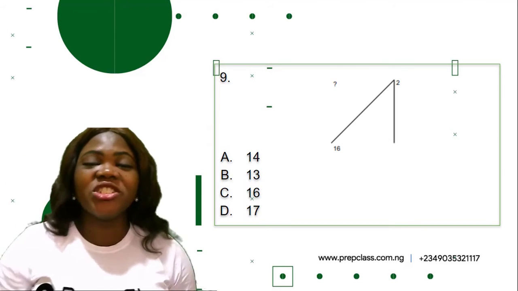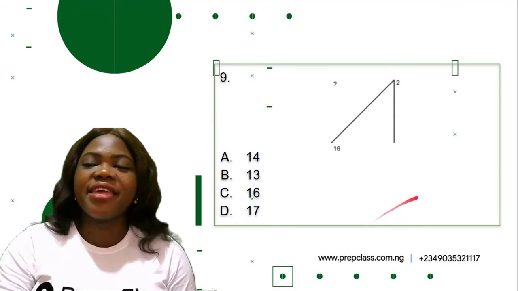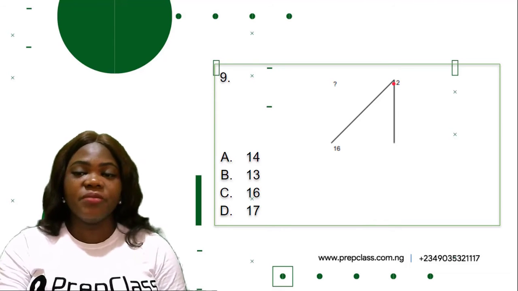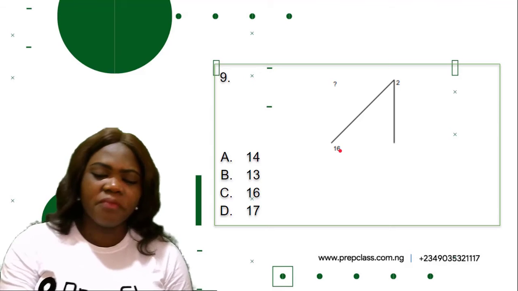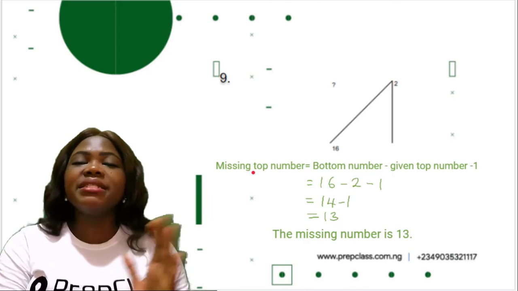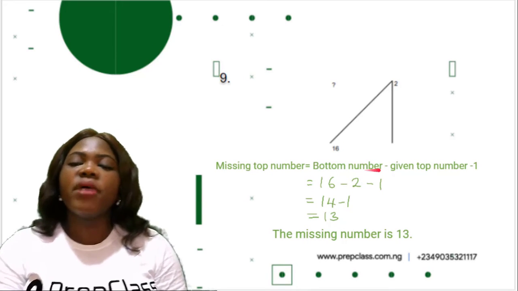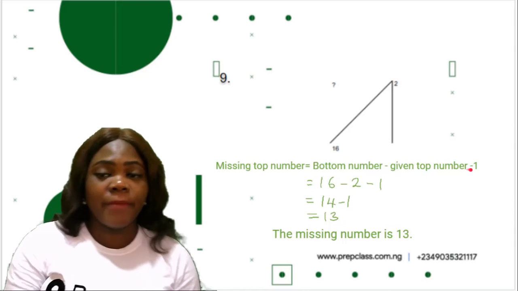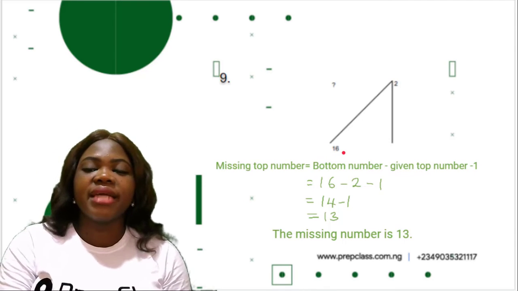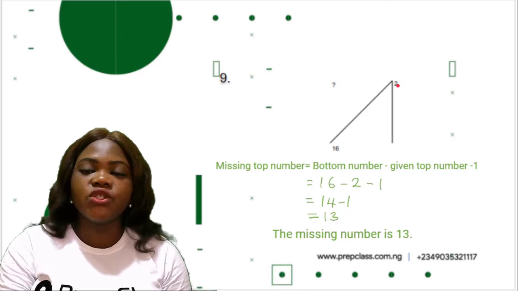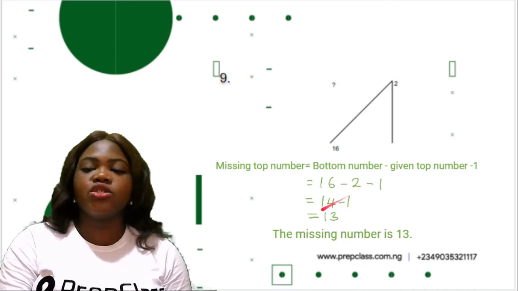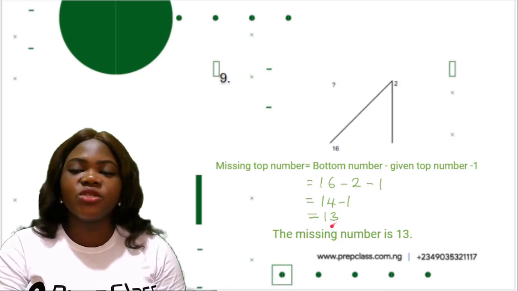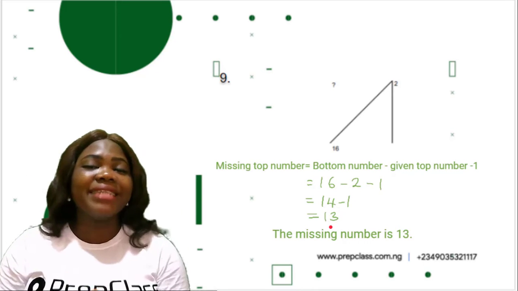Check. Question 9. So here we are given only one of the top numbers and the second top number is missing, and we're given the bottom number as well. Okay, so missing top number is equal to bottom number minus given top number minus 1. So the bottom number here is 16, then the given top number is 2. So we have 16 minus 2 minus 1. 16 minus 2 is 14, then 14 minus 1 is 13. So the missing number is 13.